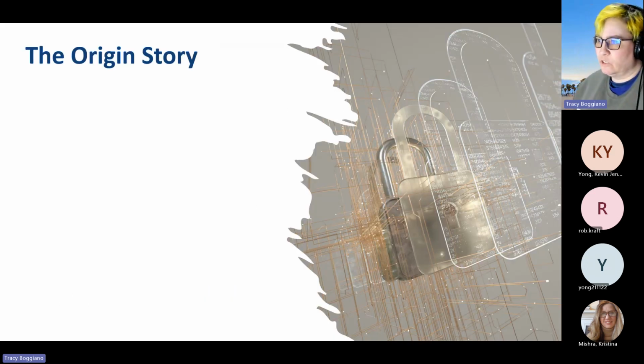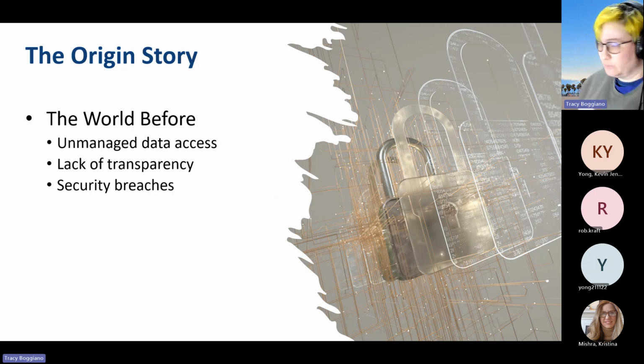So the origin story of our superhero is basically, in a world that was overwhelmed by chaotic data and looming security threats, we had a cry for a protector. Basically, that would be the backdrop for how SQL Audit was born. We had unmanaged data access, the lack of transparency, and SQL breaches.